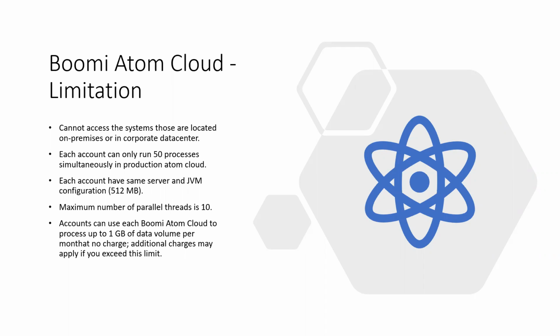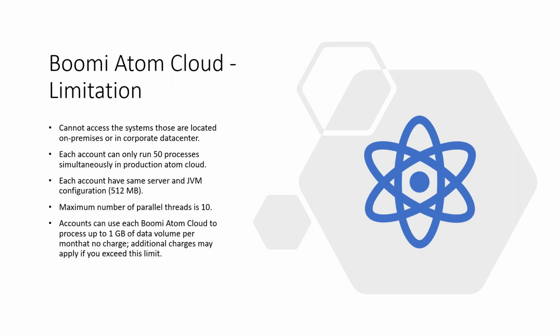So you have to go with a local atom in case you want to connect the resources which are behind the firewall. You can run 50 processes simultaneously in production. So you cannot go with more than 50 processes running at a time. You can just run 50 processes simultaneously in the production.